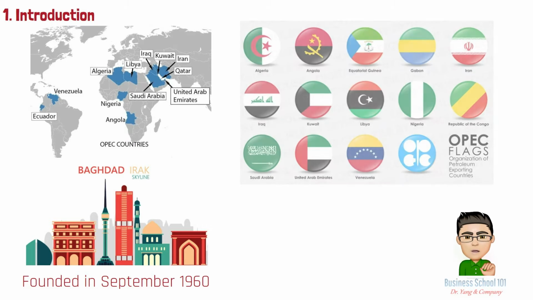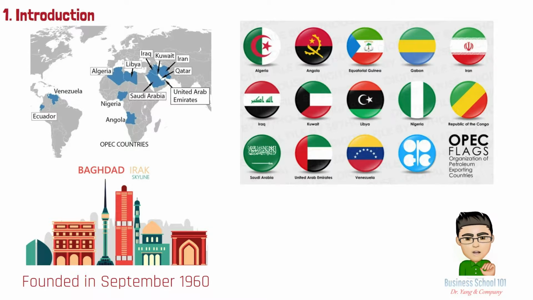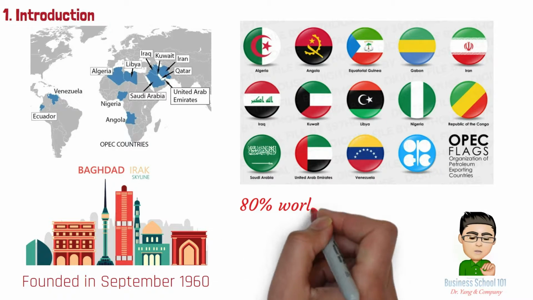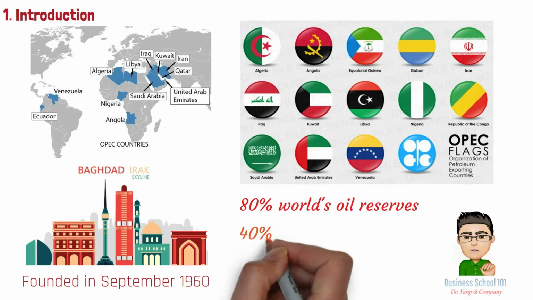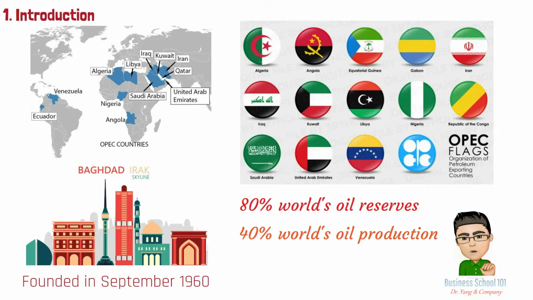As of the end of 2022, the organization has a total of 13 member countries: Algeria, Angola, Equatorial Guinea, Gabon, Iran, Iraq, Kuwait, Libya, Nigeria, the Republic of the Congo, Saudi Arabia, the United Arab Emirates, and Venezuela. Collectively, these member countries hold about 80% of the world's oil reserves and around 40% of the world's oil production. This gives OPEC a substantial influence over global oil markets and supply.